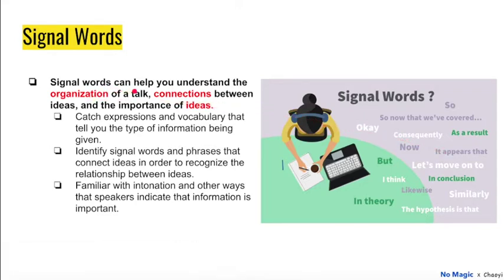Signal words can help you understand the organization of a talk, because you can understand the structure by identifying those transition signal words. They also help you understand the connections between ideas. Sometimes the professor makes a transition or switches to a different topic, and you can still follow because there will be signal words there. And also the importance of ideas: sometimes signal words show an emphasis on a certain idea, such as "particularly" or "most importantly." So you can understand the importance of ideas.